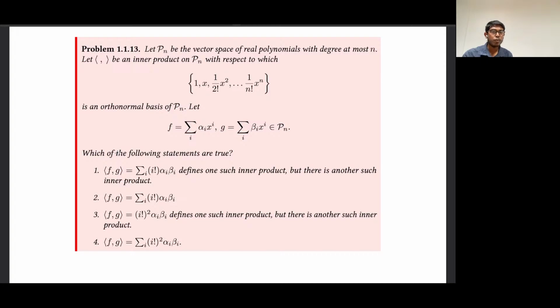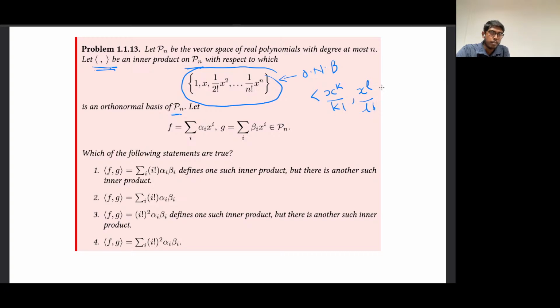Let Pn be the vector space of real polynomials with degree at most n, and let this be an inner product on Pn, with respect to which f is an orthonormal basis of Pn. So it means that this is an orthonormal basis with respect to this inner product. It means that if I take x to the power k by k factorial and x to the power l by l factorial, that's 0. So this is given. This equals 0.